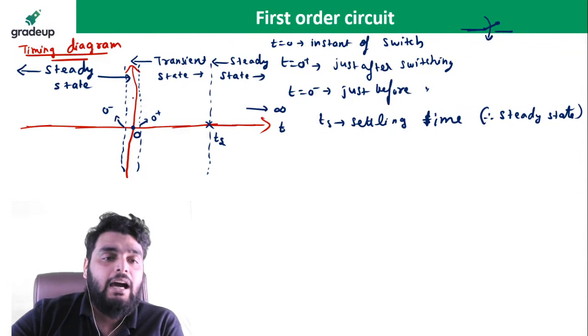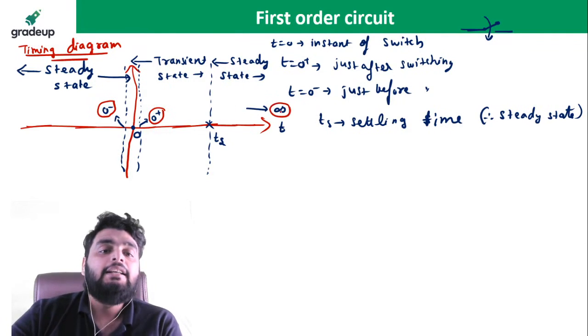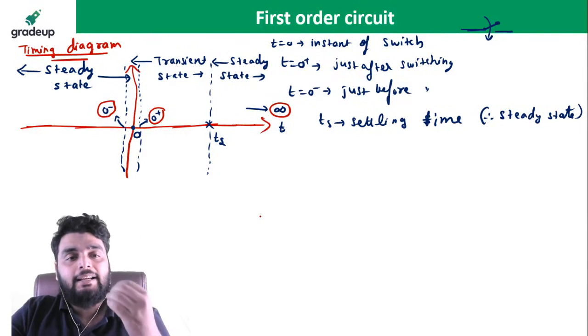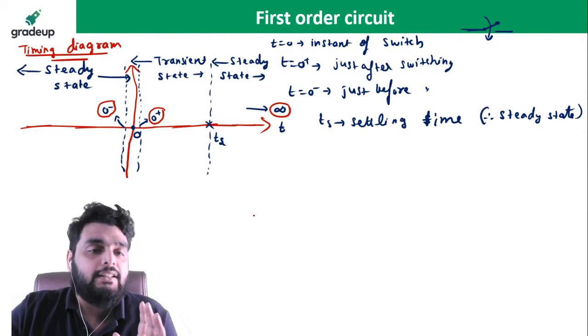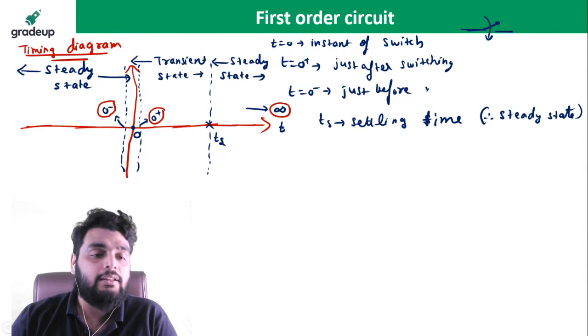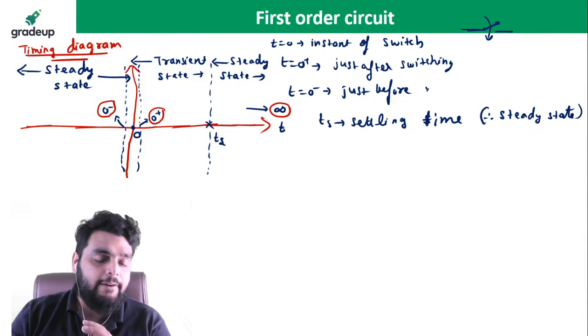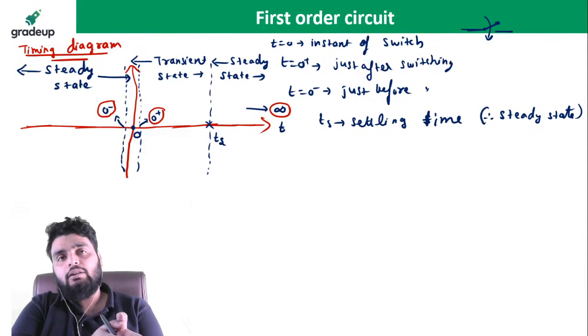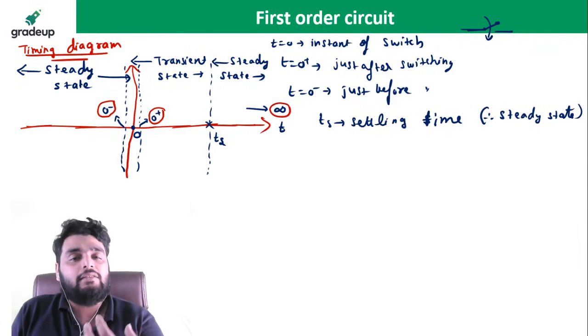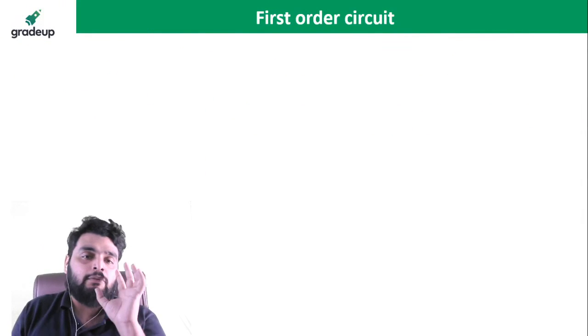These three times are very important: 0 minus, 0 plus, and infinity. An inductor and capacitor behave differently in these three times. So what do I need to do? I need to remember how the inductor and capacitor behave. We don't go into a derivation, because in the end I have to remember the results. So I will discuss the result with you.